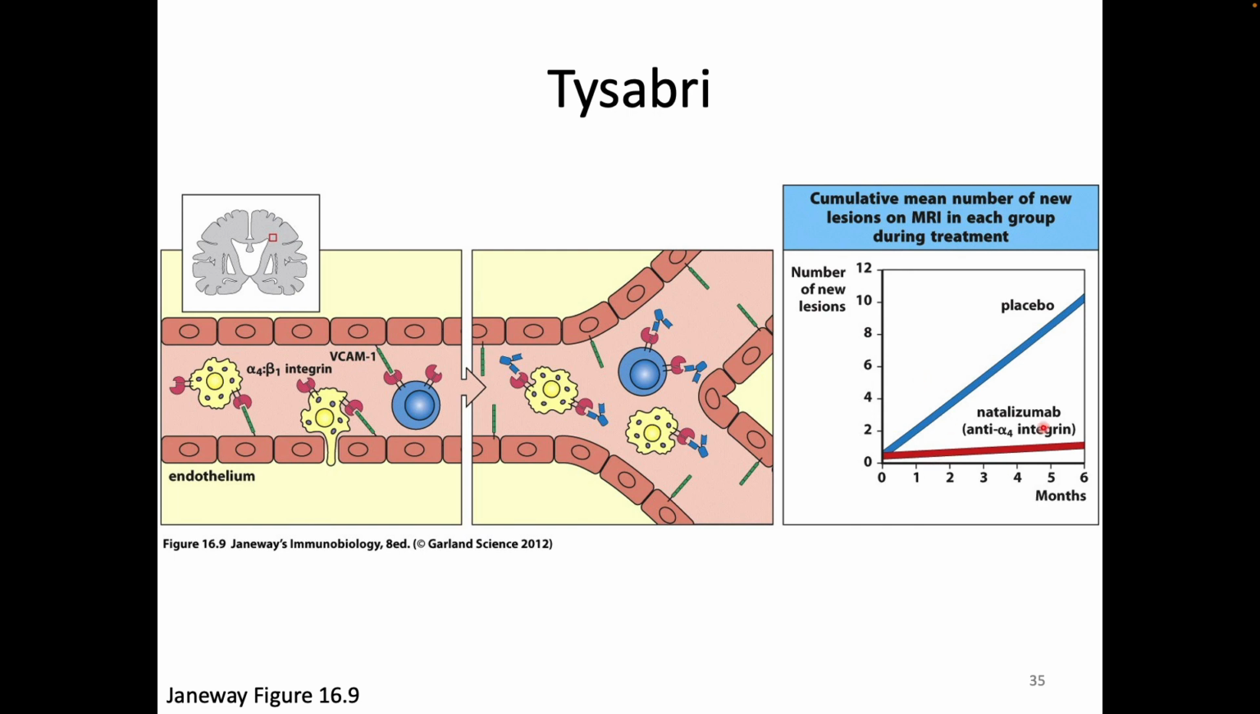And here on the right, you can see a graph of time on the x-axis and number of lesions in MS patients on the y-axis. You can see that the patients typically are getting many new lesions in their brains over time. And when those patients were treated with this antibody that blocked T cell trafficking to the brain, it was sort of this revolutionary treatment for multiple sclerosis. It really, really blocked the T cells going to the brain.